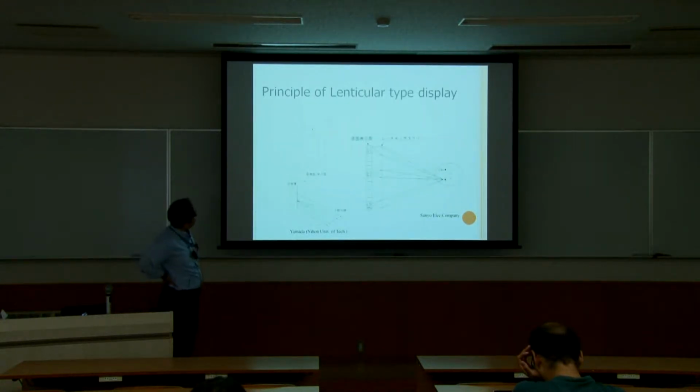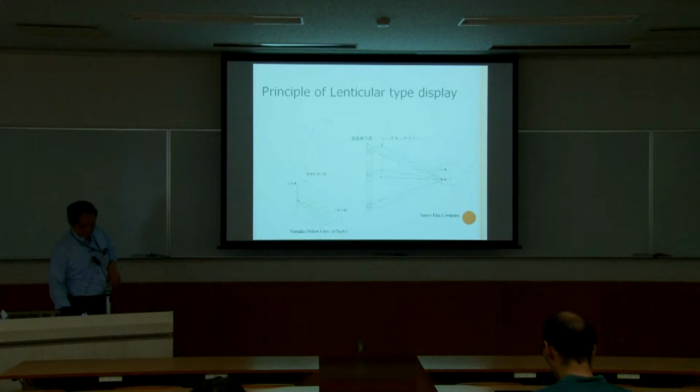This is the lenticular type display. The left eye and right eye images are separated by a lens. Remember, this is very similar to integral photography, but no vertical parallax is realized. Okay, so this is lenticular.